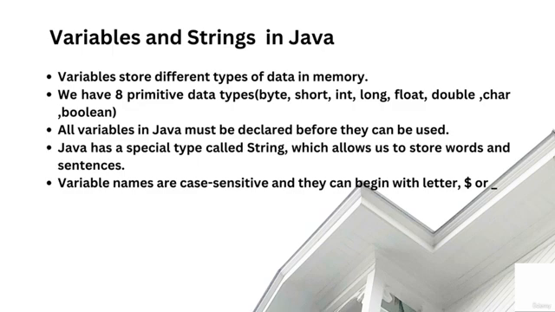Java is statically typed. That means all the variables must be declared before they can be used. Java also provides a special type called string that allows you to store words and sentences. Variable names are case sensitive and they can begin either with a letter, a dollar sign, or an underscore.